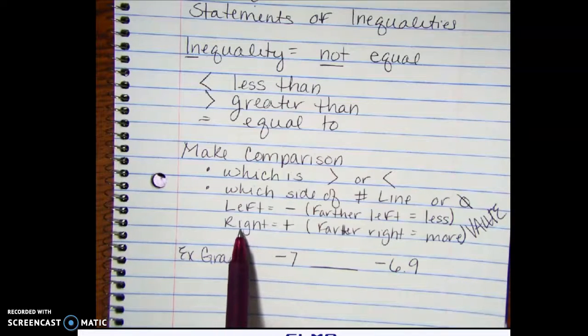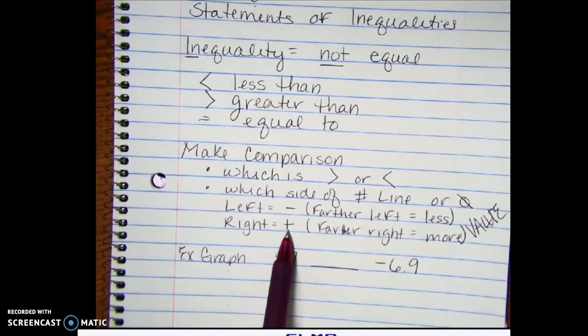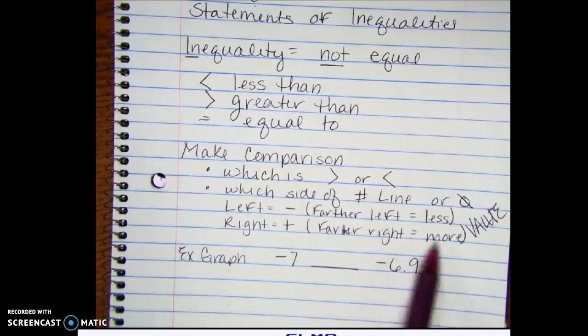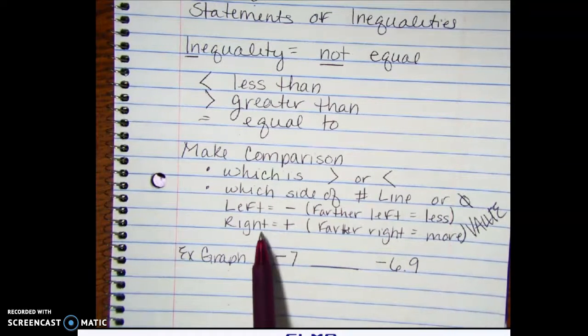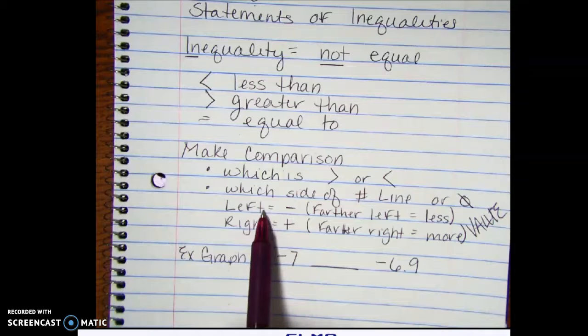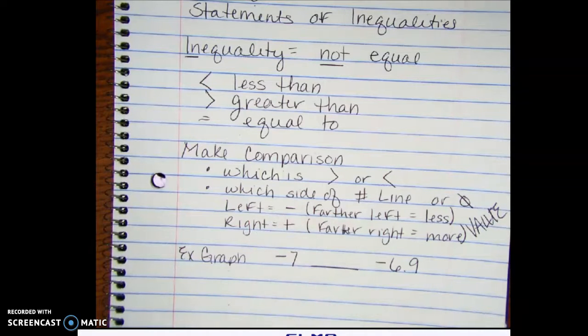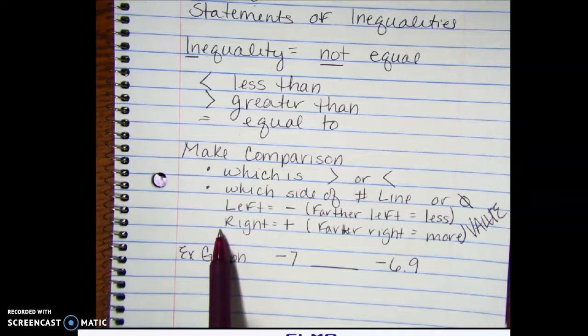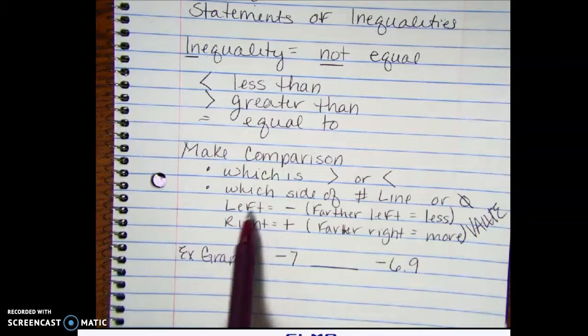Now, if you're at zero and you go right, you are going to be going positive, and the farther right, it's more value. Now, this is also true even if you have numbers on the number line that are both negative. The farther they are left, the less value. The farther to the right, the more value. It happens the same way here, even if they're on the positive. Farther right, the more value. If it's to the left of that number, a whole number, then it is less value.